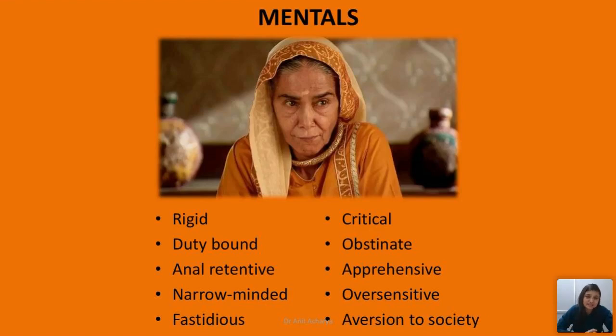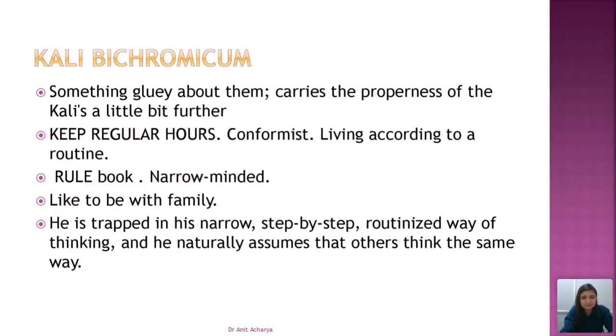Aversion to society. Quite an aversion to society. Why? Because they are family oriented people. They want to live in their family. They're happy in their family environment. They don't want any stranger to be included, and neither do they want anyone to know about them. So they have aversion to society. It's like a closed type of personality. So this is what the common mentals of the Kalis are.